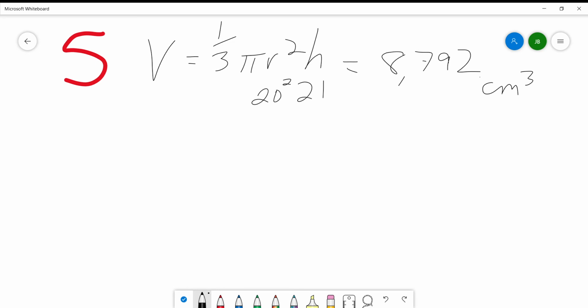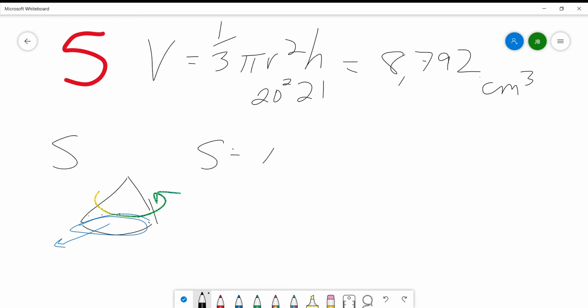So the surface area is tricky. We have two parts. Let's draw it. Or you don't have to, but I kind of do. So we have two parts, right? We've got this curvy part, and we've got this bottom circle. Those two parts, we're going to add them together. The bottom circle is pi r squared, the area of a circle, plus the curvy cone part. Remember, since it's round, it's got to have pi in it.